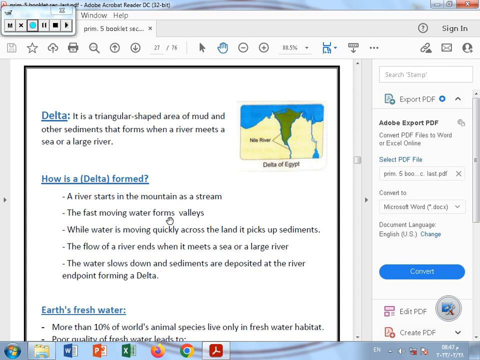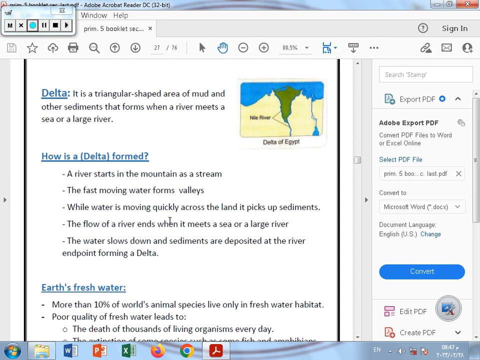Now let's move to part 2. It's about the delta, as I said. So the delta, like the delta in Egypt, is a triangle-shaped area made of mud and other sediments. Sediments means sand and rock, that form when a river meets a sea or a large river. So when our River Nile meets the Mediterranean Sea, it forms a triangular shape made of mud and other sediments, and that's called a delta.